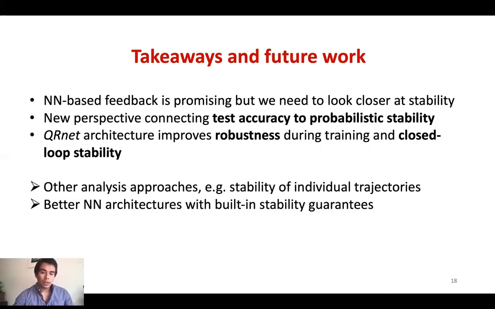In future work, we'd like to look at different analyses, for example, the stability of individual trajectories versus a system perspective, and then also try to design better neural network architectures that have some built-in stability guarantees.